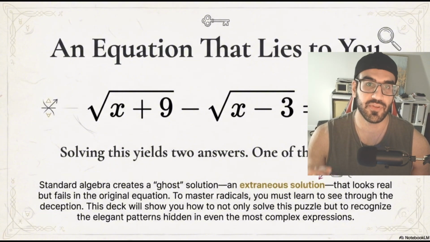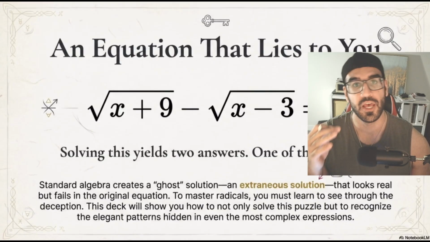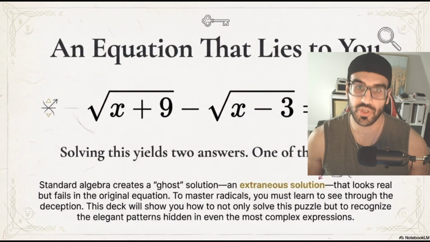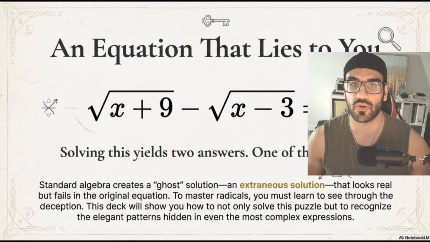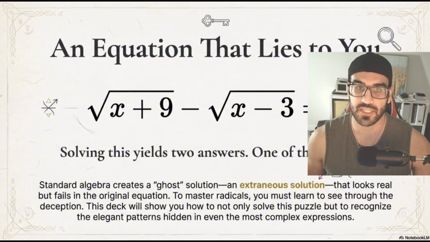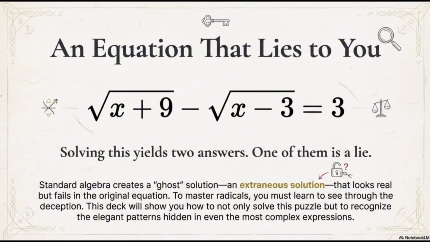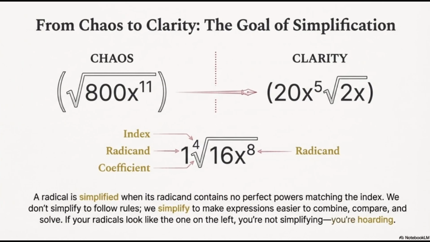By that I specifically mean that sometimes you have radical equations that are going to give you some answers, but those answers are just lies. That's why the topic of this board is an equation that lies to you. For instance, we have the radical of x plus 9 subtracted by the square root of x minus 3 equals 3, and we are trying to find the solutions for this one. At the end of the day, we find out that this equation gives you two answers, but one of them is a lie, and we are going to see why.